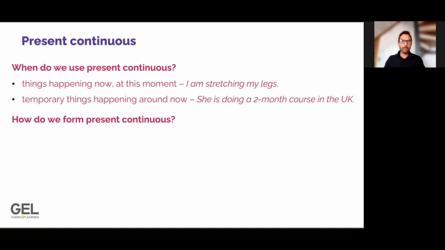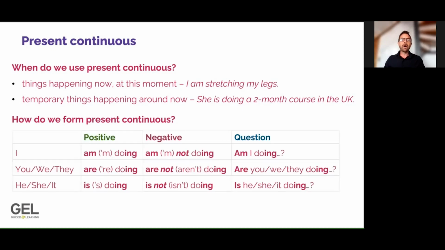Now let's look at the form of present continuous. There are three forms that we use depending on the pronoun, beginning with I. With I, we use the word am, and then we have the verb and ing. And often this is contracted, I'm doing. When we go to the negative form, we add the word not. I am not doing. Lastly, in the question form, we are simply going to reverse the order of the pronoun and the verb. So we would say, am I doing as the question form.